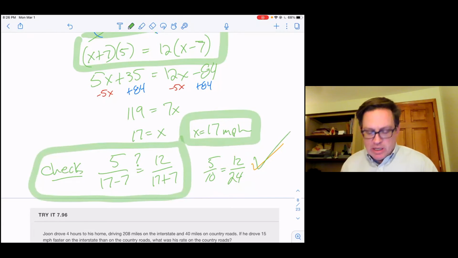But those are a half what? That's a half an hour. 5 miles at 10 miles an hour is a half an hour for both trips. So that's great. We can set up a rational equation and solve it like that.